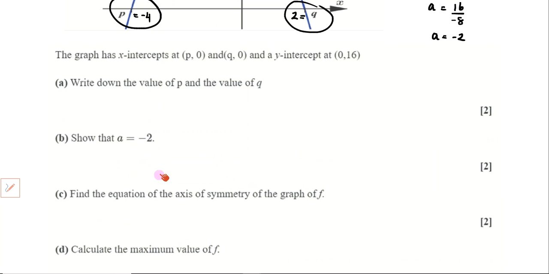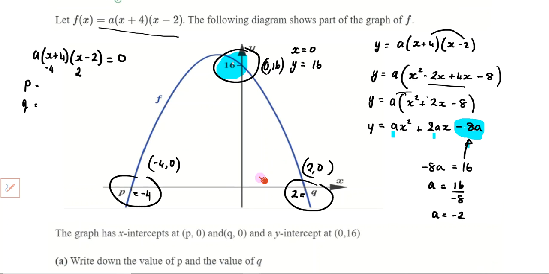Next then, find the equation of the axis of symmetry of the graph. Where's the axis of symmetry? Okay, so it's there, isn't it? Right down the middle. So which one is it? Negative 1 or negative 2? I thought you said 1 or 2.